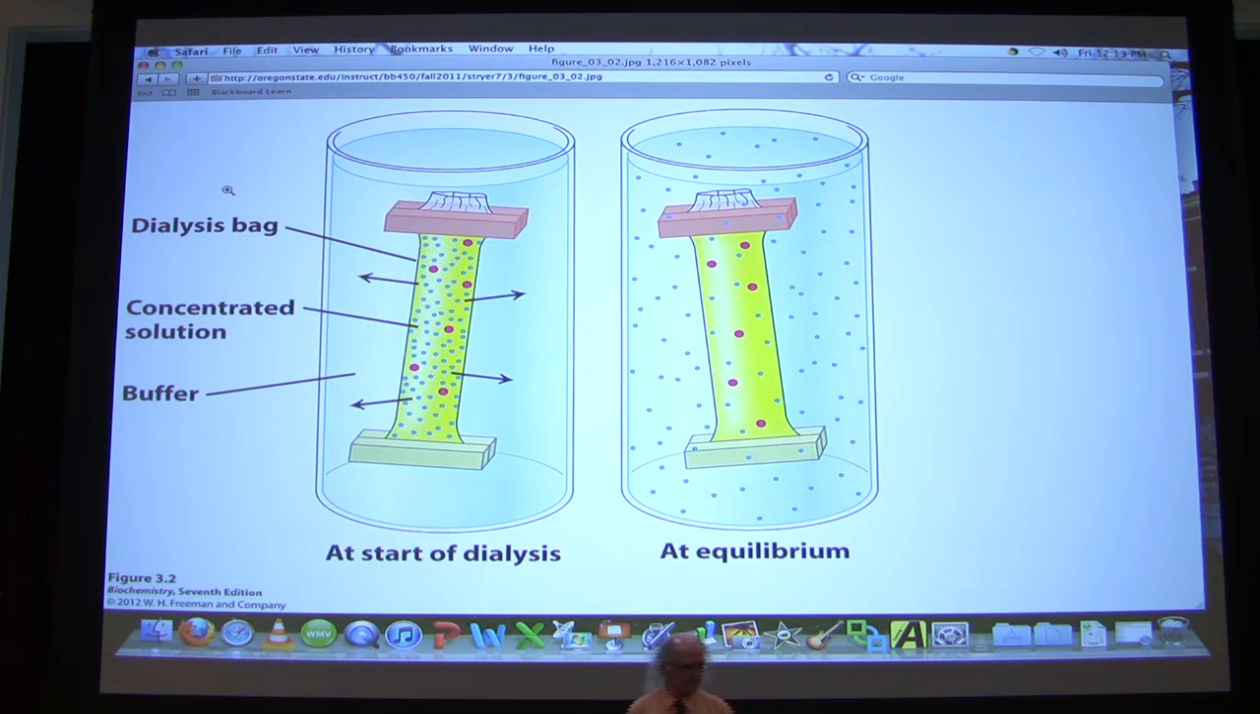Yes, Shannon? Would it be impossible to actually get rid of all the salt? Is it impossible to get rid of all the salt that way? In theory, yes, it is, because I'm depending upon a differential concentration, and even though I get it lower and lower and lower, in theory, I could never get it completely out. You're correct.